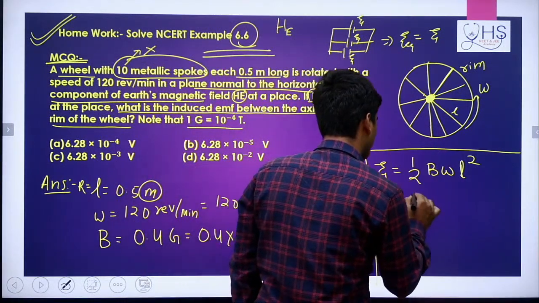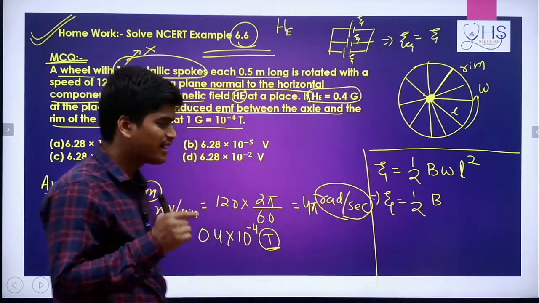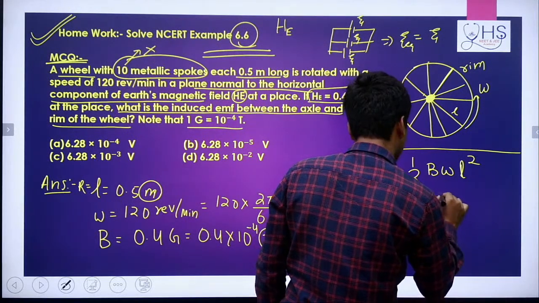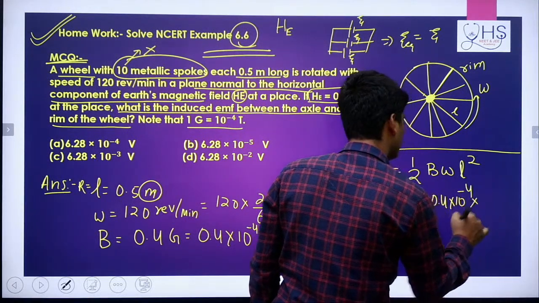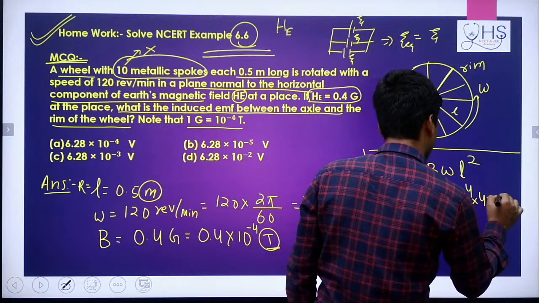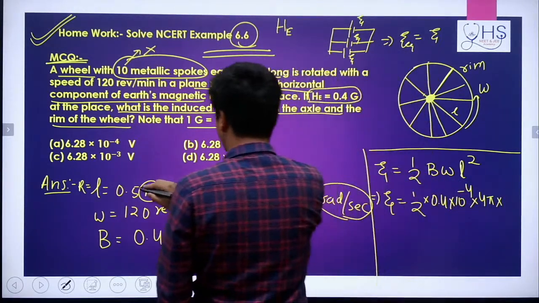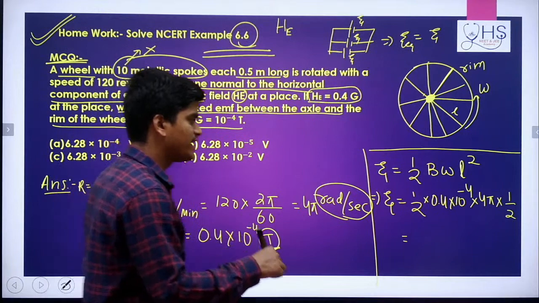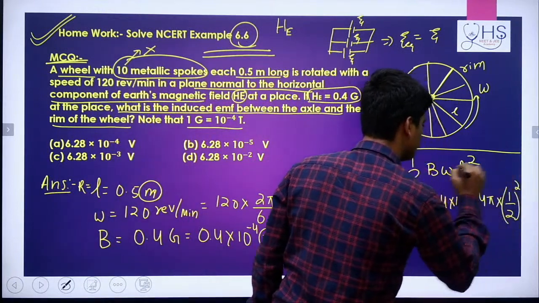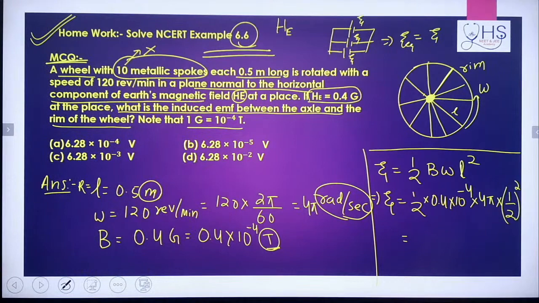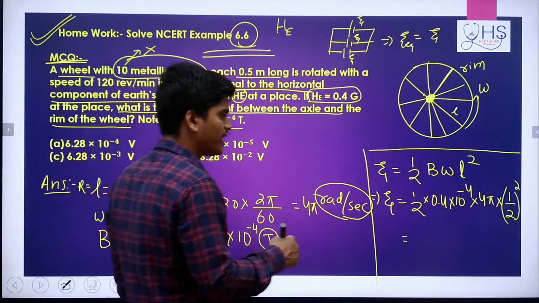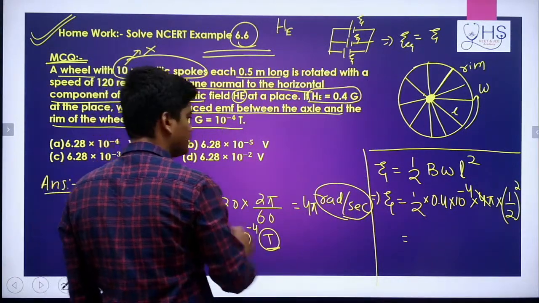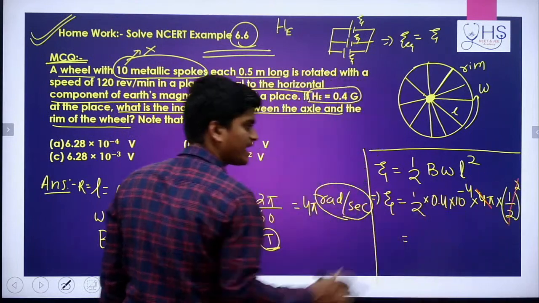So now write EMF equal to half B omega L square. Magnetic field is given, so directly I can put it here. Now B is 0.4 into 10 to the power minus 4, and omega is already 4 pi, and L is given already as 0.5 meters, so I can write it as 1 by 2. No worries. 0.5 is 1 by 2. Square is there, so let me write the square also. B omega L square. Okay, now calculate here. This 4 and 1 by 4 will get cancelled.